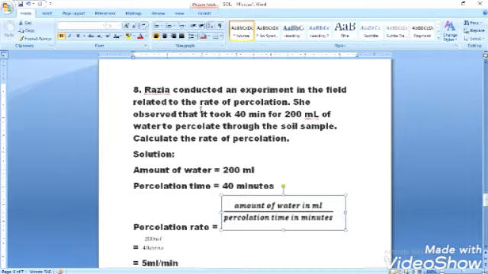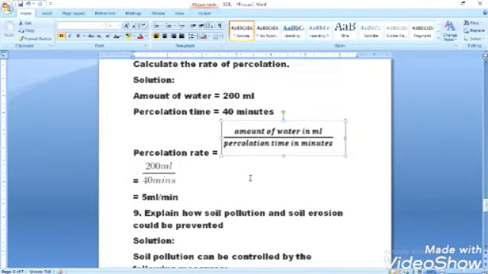Given here, the amount of water is 200 ml and the percolation time is 40 minutes. We can find the percolation rate using the following equation: amount of water in ml divided by percolation time in minutes. So we get 200 ml divided by 40 minutes, which is equal to 5 ml per minute. 5 milliliter per minute will be the answer.